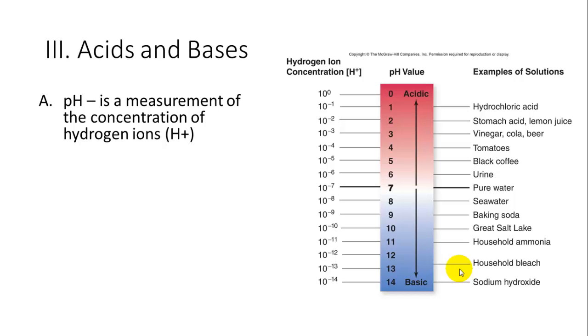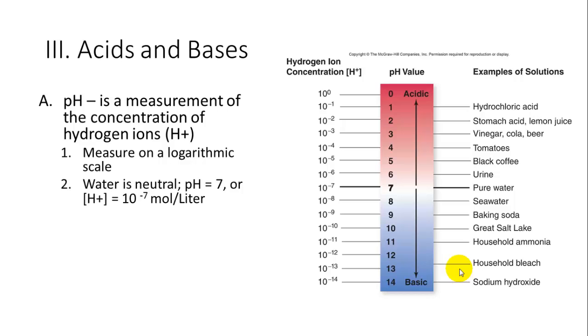Alright, so acids and bases, if you remember when we talked about water, how it will readily dissociate into hydrogen ions and hydroxide ions. Well, the way we measure acids and bases is through the pH scale. And the pH, what it's really measuring is the number of those hydrogen ions, or the concentration of those hydrogen ions in a solution. And so this is measured on a logarithmic scale. So I'll show you the equation in a second.